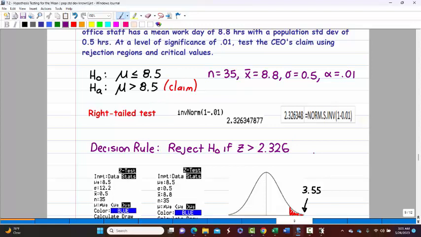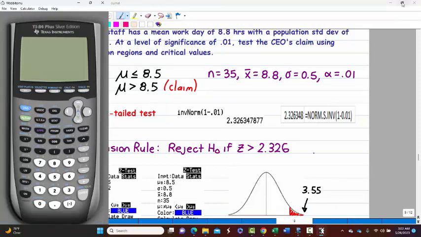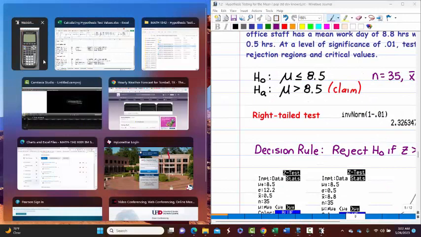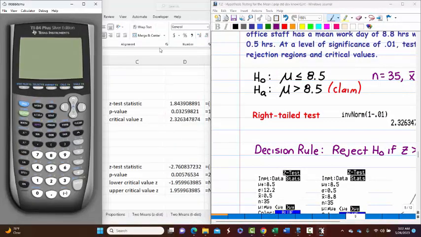So in the calculator, all right, let me get, and I'll be careful not to hit the X this time. Yay! I didn't exit out. I didn't close the calculator this time. Good for me.